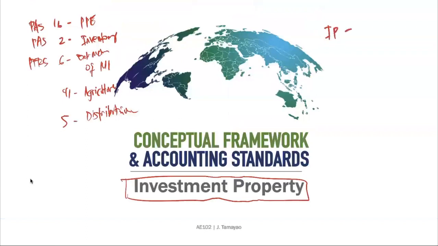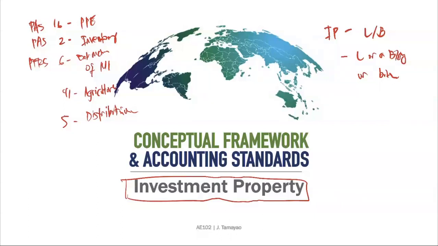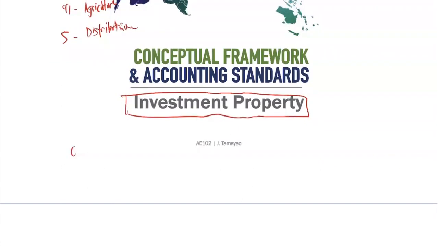So, investment property applies only to land or building. Under PAS 40, investment property is defined as a land or a building or both held by the owner or by the lessee under a finance lease to earn rentals or for capital appreciation or both. What is important in your investment property is we determine the control. So who controls an investment property? Based on the definition, it is the owner or the lessee in a finance lease. You already know what a finance lease is because we have finished that already.